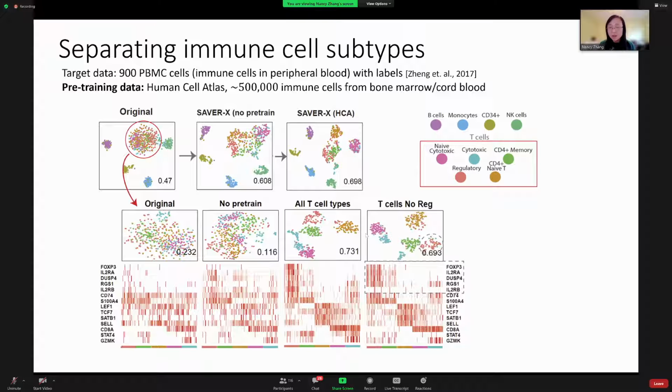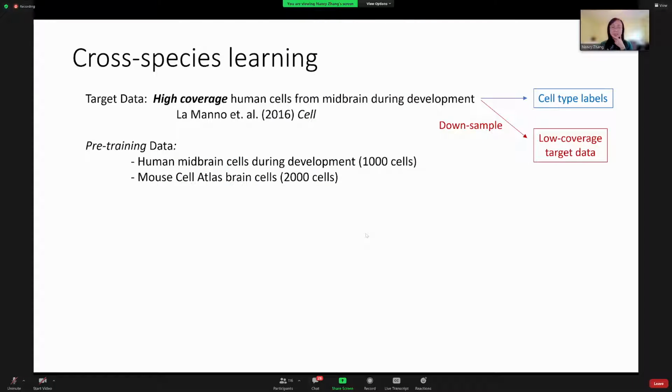Okay. So, that was the first example. The second example is more challenging. Here, we're trying to see whether we can learn across species. So we started with high coverage human brain cells, collected in this paper. I think there were 2,000 of them or something like that. And then we took these cells and downsampled them to get low coverage target data. From the original study that has high coverage data, we have the true cell types.